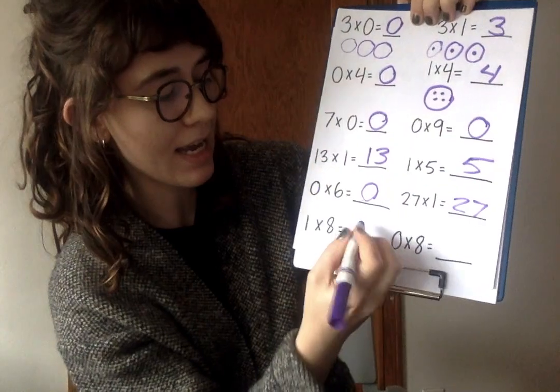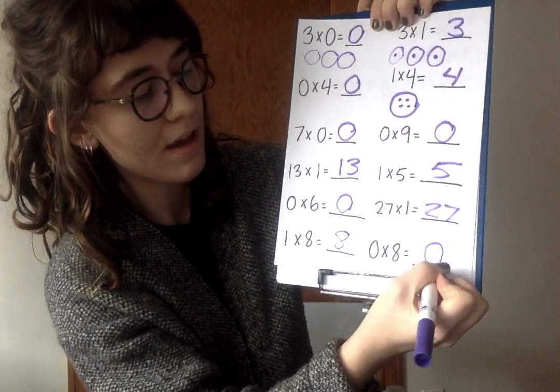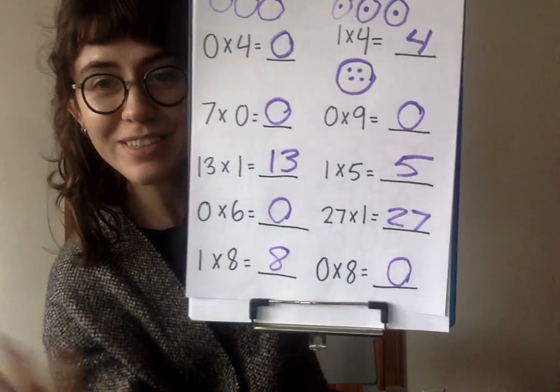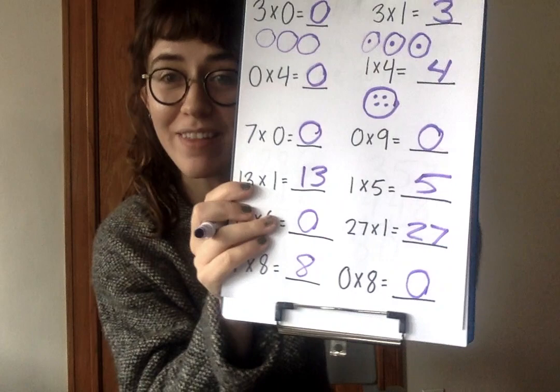1 times 8 is 8. And 0 times 8 is 0. So go ahead and check those. Give yourself a smiley face. Give yourself a check mark for the ones that you got right. And let's move on to some addition.